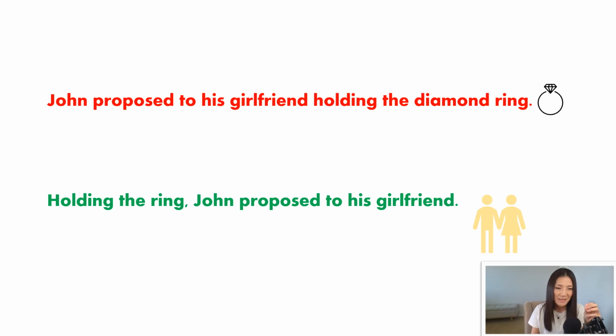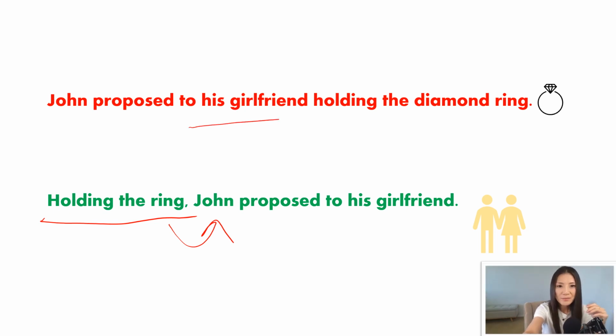What about this sentence? John proposed to his girlfriend holding the diamond ring. So I think in our minds, we just imagine John holding the diamond ring. But if he is indeed holding the ring, we should put it next to John. Holding the ring, John proposed to his girlfriend. Of course, if his girlfriend was holding the ring, then this is okay. But depending on where you place the modifier, the listener or the reader can misread the situation.